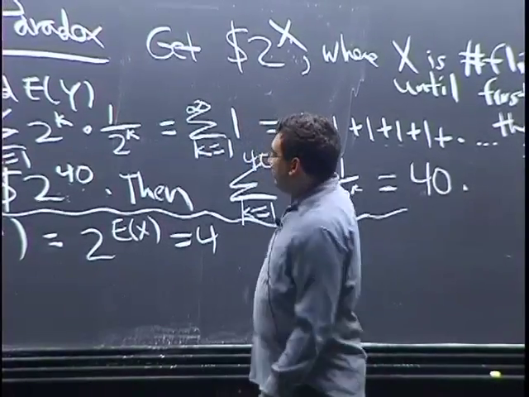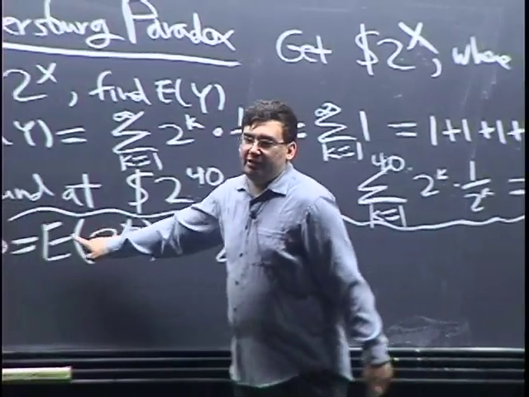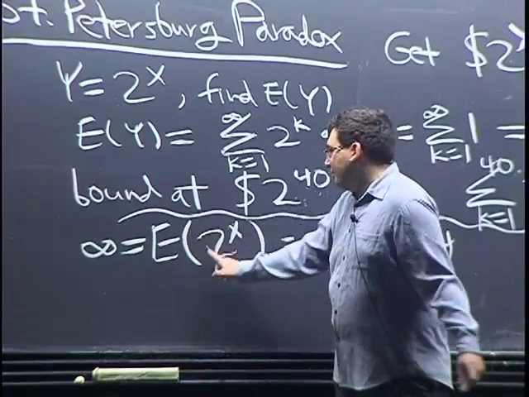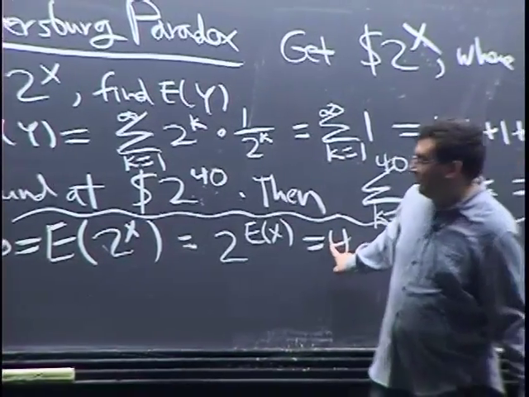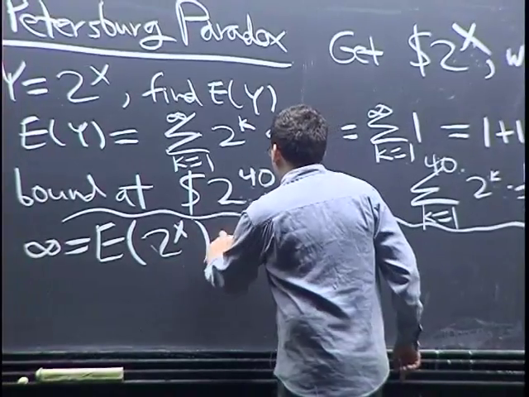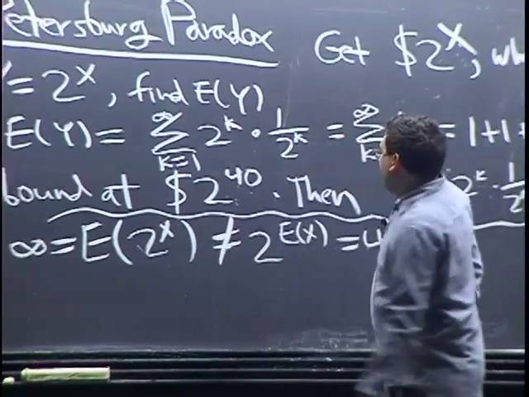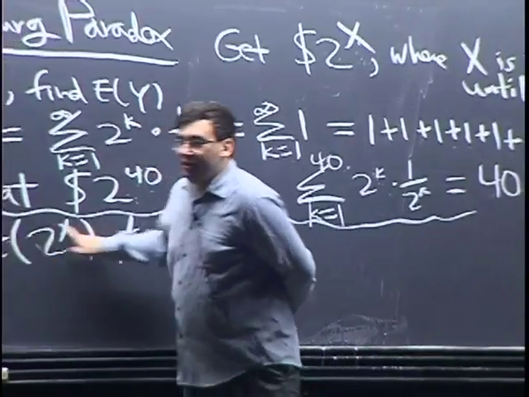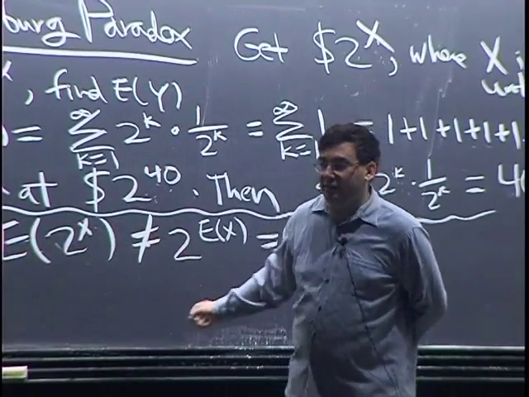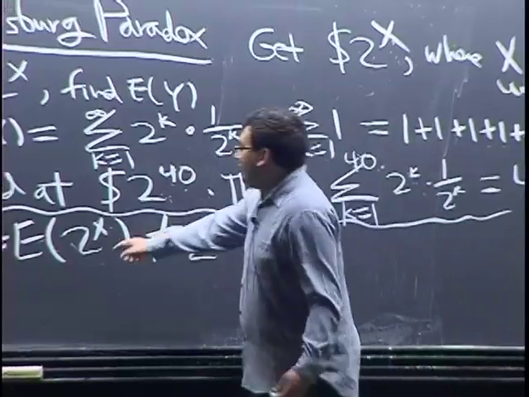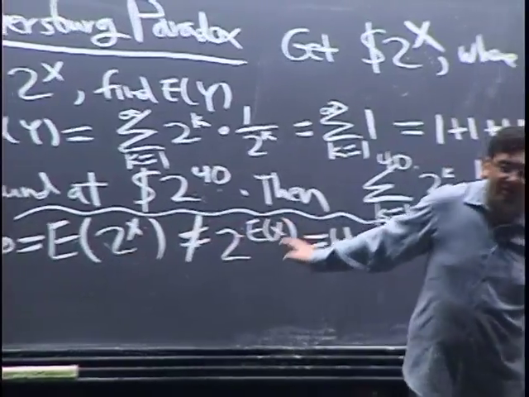So if you just carelessly put the e up there, thinking you can just move the e around, the power of the average or something, you would get $4 instead of infinity. So this is actually not equal. You can't just move the e around blindly like that. What you can do is use linearity, okay? In general, linearity is true. This is false, so you've got to be careful about that.